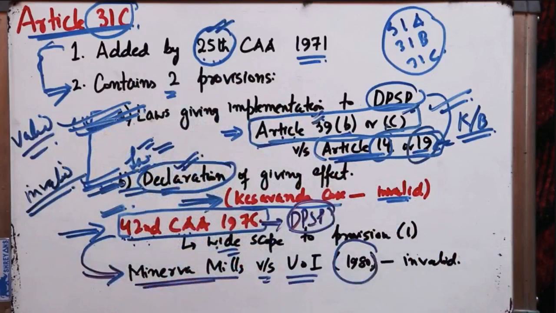So the exceptions to the fundamental rights, we have completed the exceptions to the fundamental rights, and now in our next class we will deal with Article 32, the very important article, right to constitutional remedies, right? So this is all about the fundamental rights from Article 12 to Article 31 A, B and C.